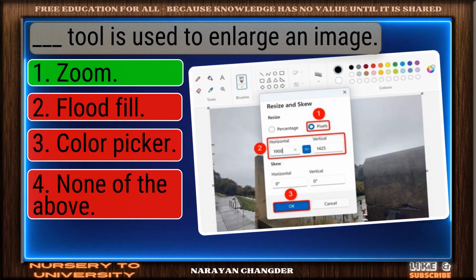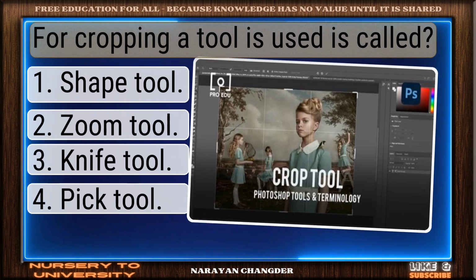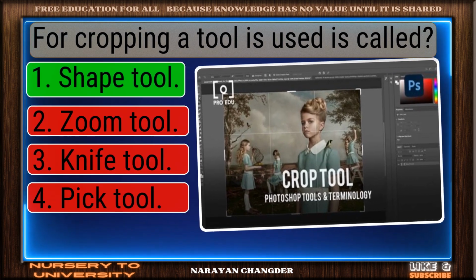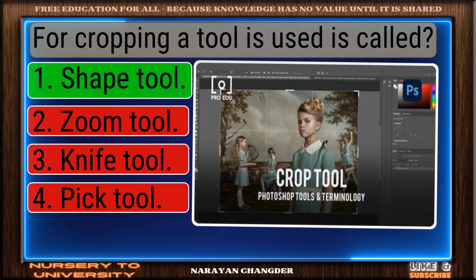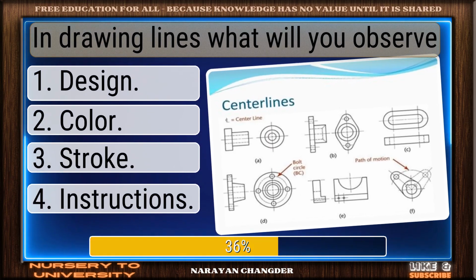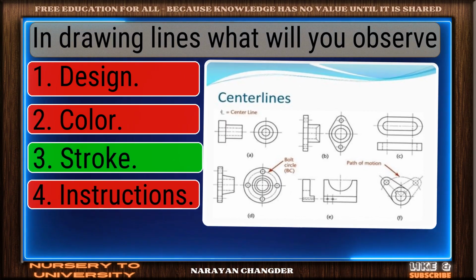On track. Zoom is correct. For cropping, a tool is called. Strong choice. Shape tool is right. In drawing lines, what will you observe? Correct response. Stroke is accurate.